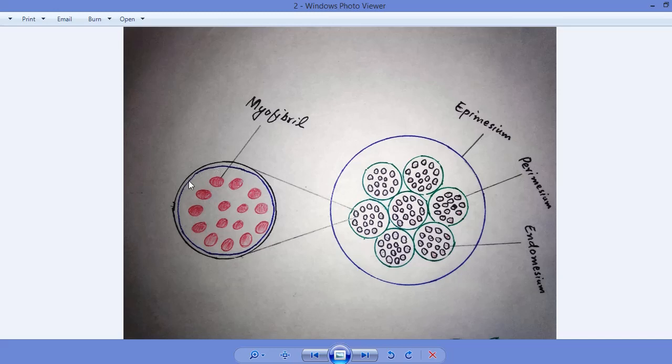This layer is called sarcolemma. This is actually the sarcolemma of myocyte, because the muscle fiber contains the myocytes, and each myocyte is enclosed by a layer that is called sarcolemma, and later on the sarcolemma is enclosed by the endomysium. So each myocyte contains small fibers or small fibrils that are called myofibrils. These are the myofibrils which are present inside each myocyte.